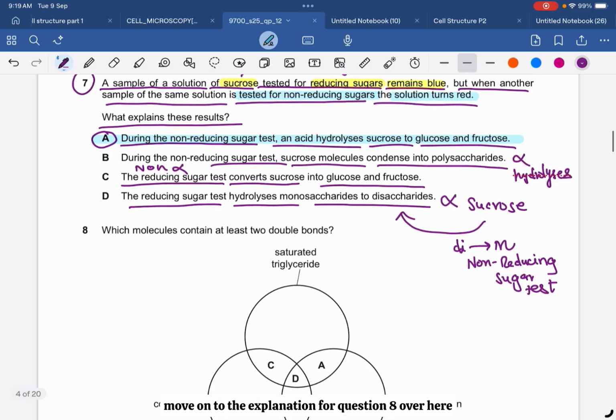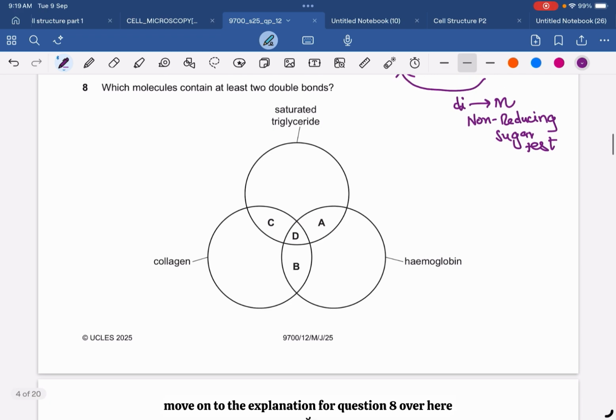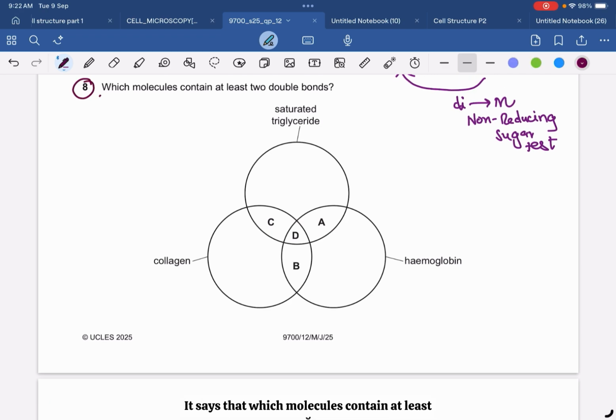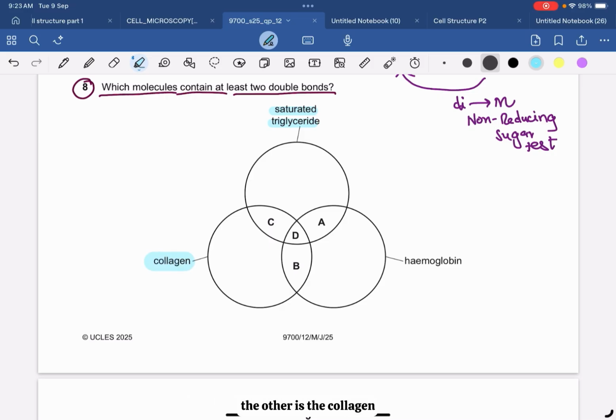Now let's move on to the explanation for question 8. It says, which molecules contain at least 2 double bonds. We have to mark which molecules contain at least 2 double bonds, and they have given us 3 molecules. One is the saturated triglyceride, the other is collagen, and the third one is hemoglobin. So let's start with collagen.